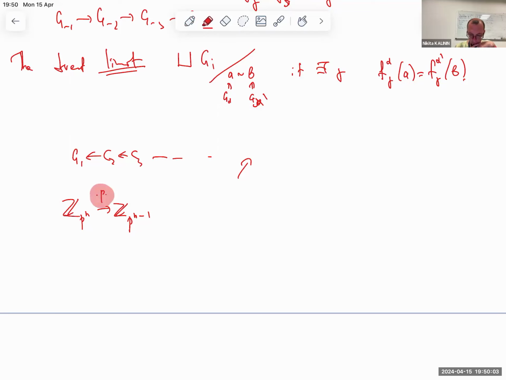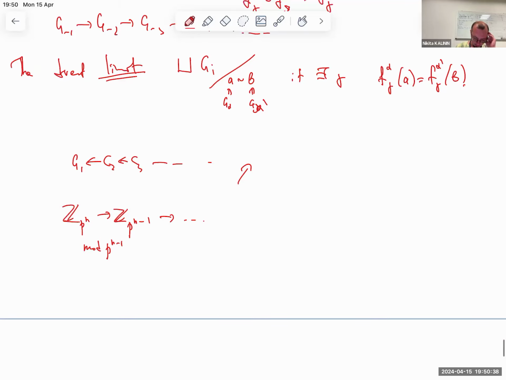Oh wait, so what is the morphism? Taking the remainder mod p, yes. Remainder mod p^(n-1), right? Yes, that's right. Okay, and so that's the chain of maps like that, and then indeed the p-adic number is the inverse limit of it. That's how we say it. I think that's okay. So let's check what happens here.